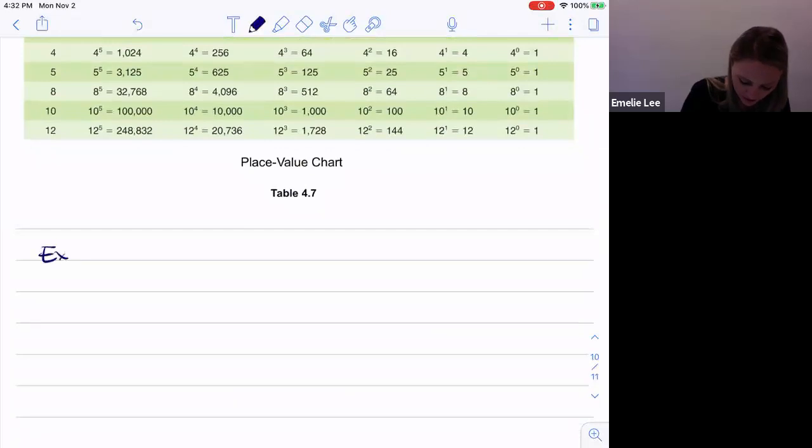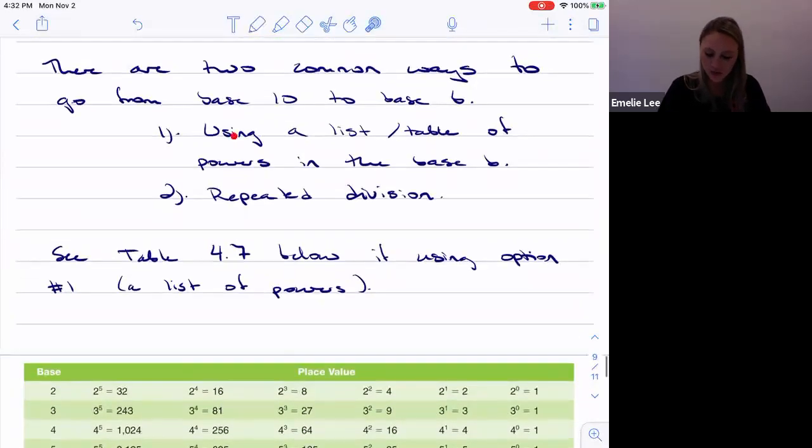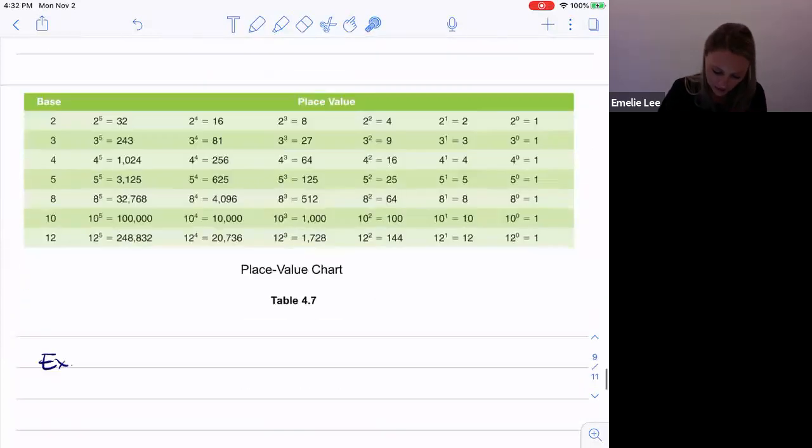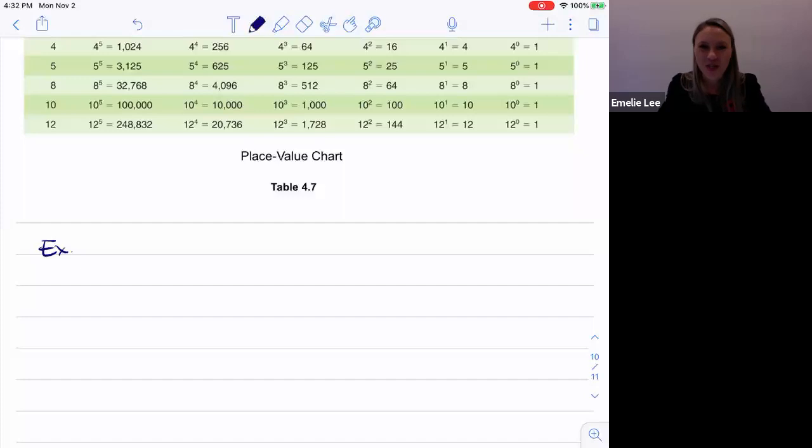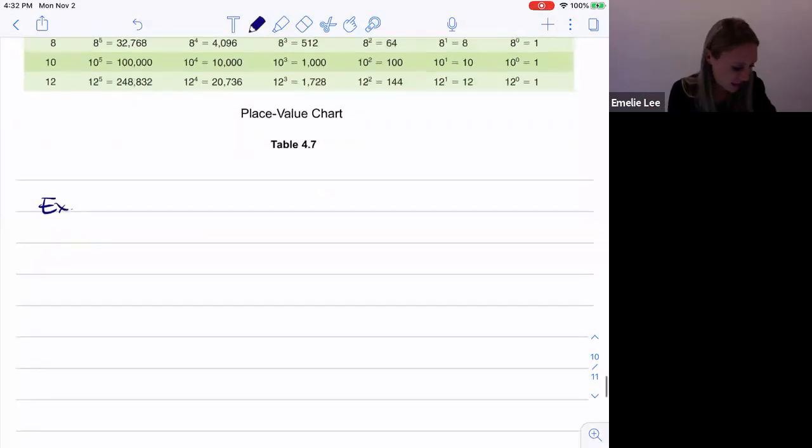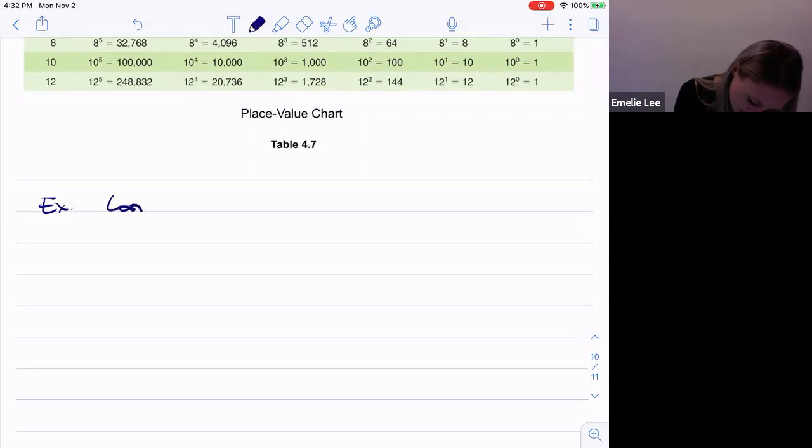Let's do an example, because that was pretty cryptic, right? We've got 2 different ways of doing it, so we can use a list of powers or repeated division. We'll need to brush up on our long division, or you can just use your calculator, and just go from there. But one way or another, we need to be able to do these conversions. So convert 42 to base 2.